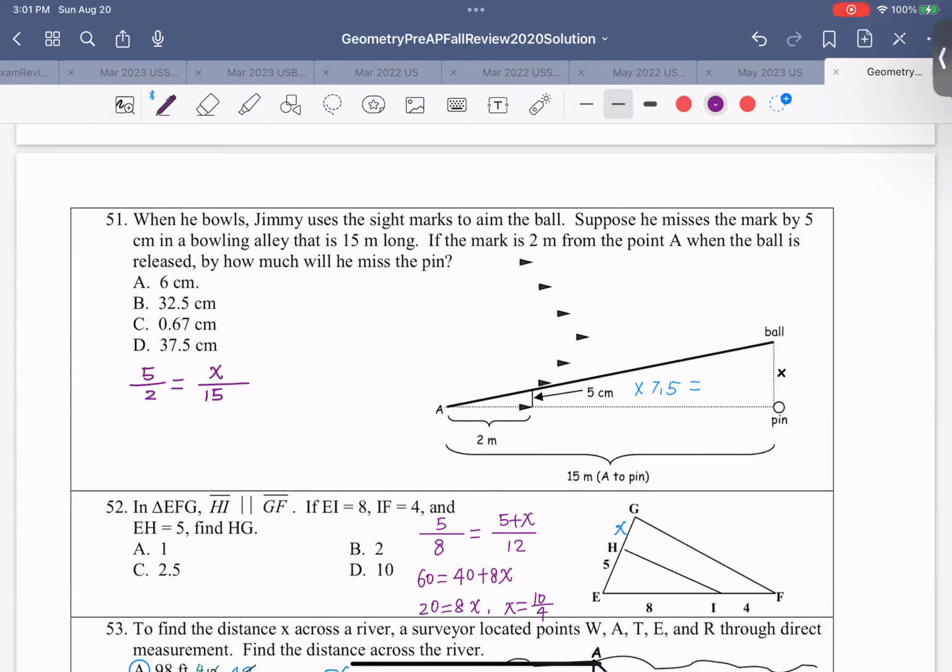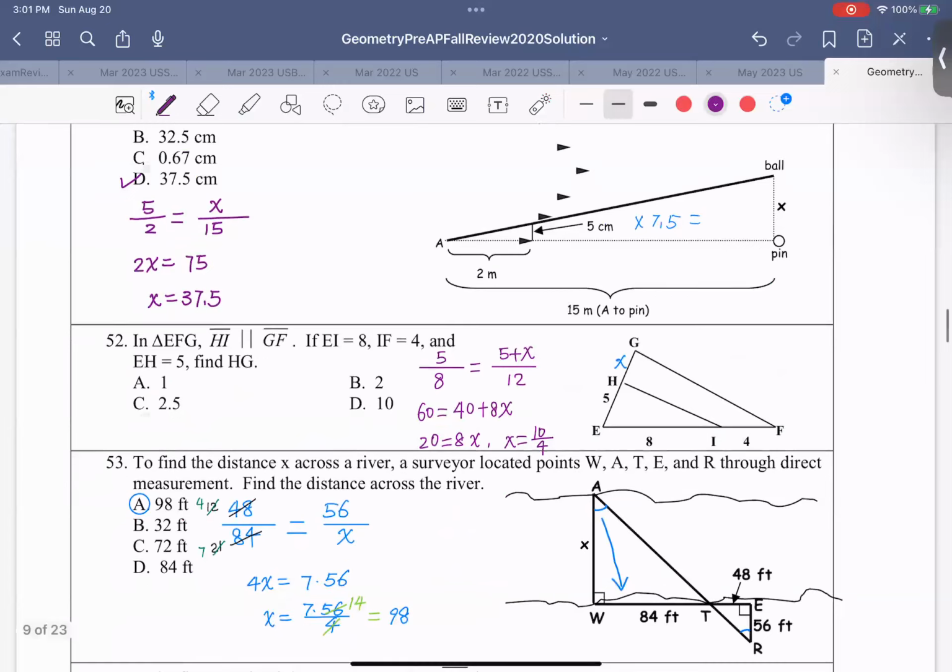And then go, please. Cross multiplication, you can do it. This guy. 2x equals 75, right? Yes. So x becomes half of 75, 37.5. Okay, that makes sense.